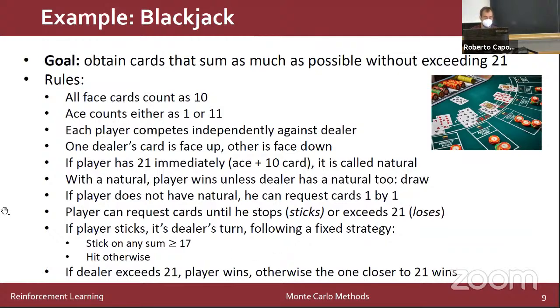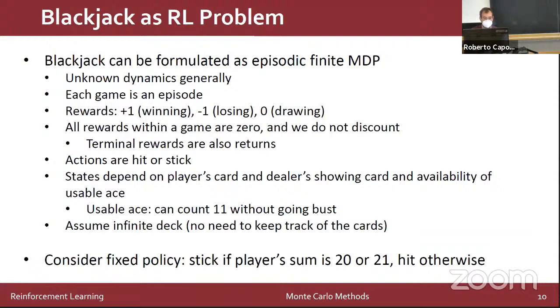So if the player sticks, it's the dealer's turn, and in our case, the dealer is following a fixed strategy, where it sticks on any sum which is above or equal to 17, and otherwise it gets another card. If the dealer exceeds 21, then the player wins, otherwise the one closer to 21 wins. So how can we formulate this in the form of an MDP?